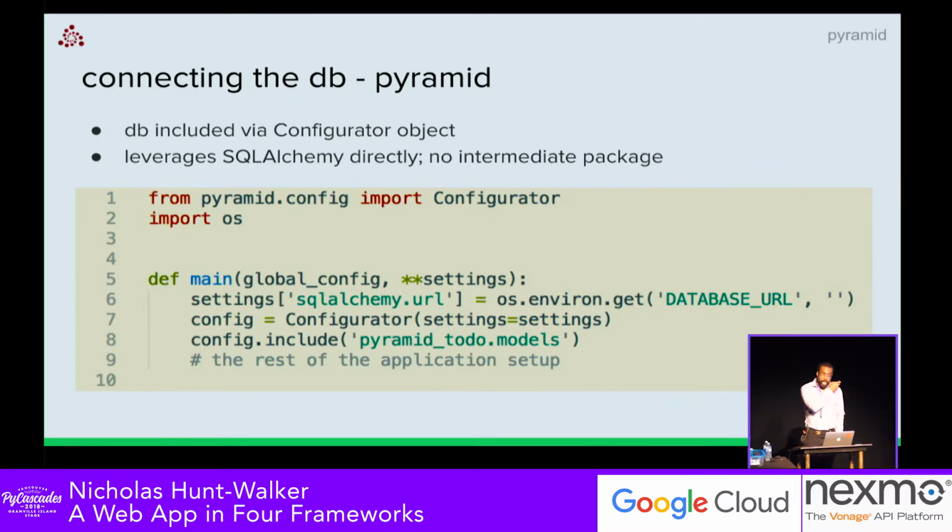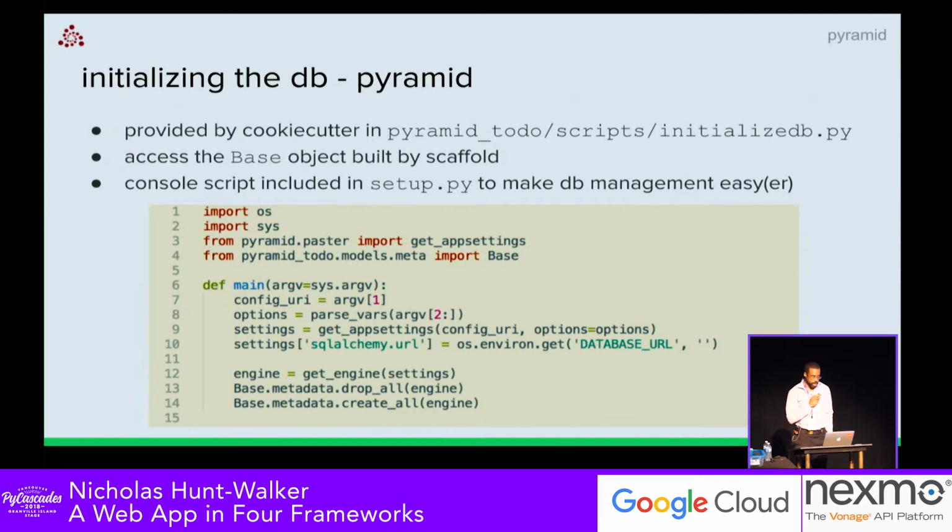Pyramid still leverages SQLAlchemy directly. There is no Pyramid SQLAlchemy package, and so whatever you see that comes next will be from SQLAlchemy directly. When you want to initialize your database, the script is given for you. It's called, conveniently enough, initialize_db.py, which, as you might imagine, initializes your database. It accesses that same base object that I talked about before in Tornado, which again keeps track of every object that inherits from it. And so you can just say base.metadata.drop_all or create_all to talk to your database and just set up all your tables or drop all your tables or do whatever you want to with that.